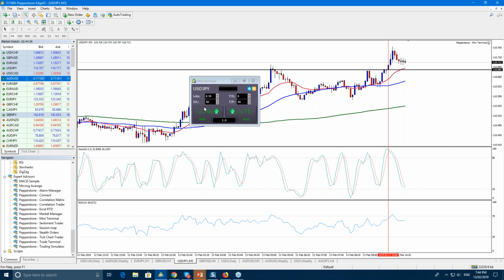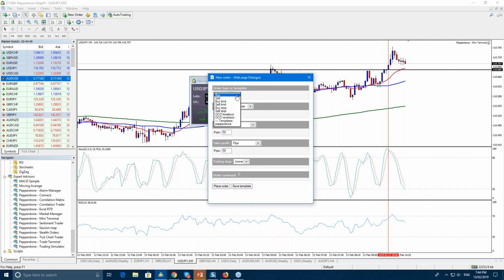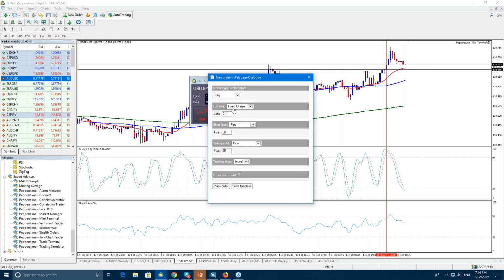Sure, guys. So here's the mini terminal as you first see it. Now, this isn't actually the window you want to use. You want to basically jump into this little yellow box and click that. And then that will bring up this little new order template. So from here, you can basically select whether you want to buy, sell, place limits, stops, all these different types of templates. You can even save your own if you feel like it. And then it comes up like I've got one here that says Pepperstone.